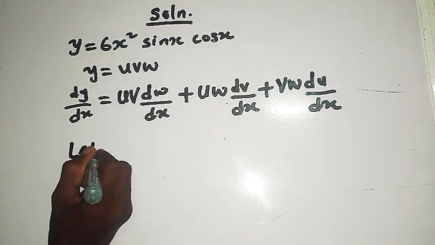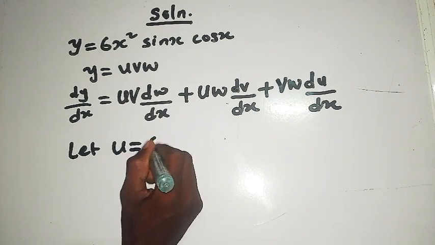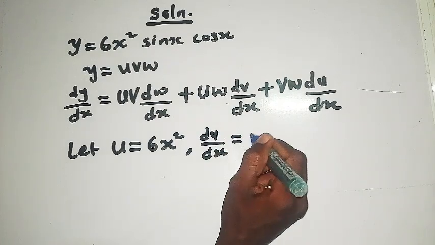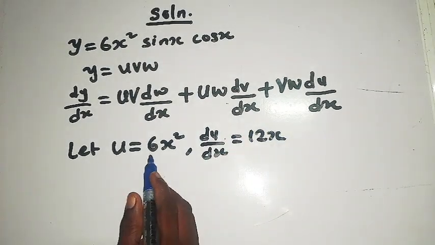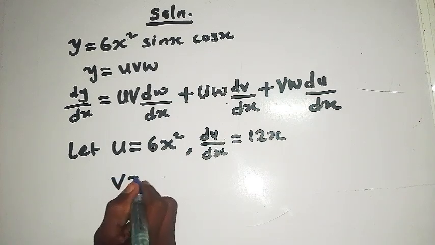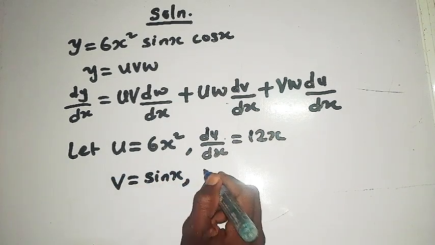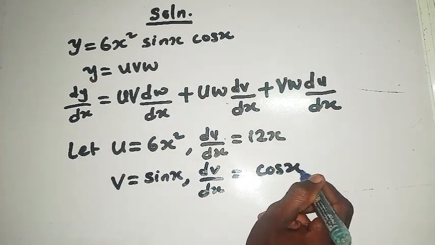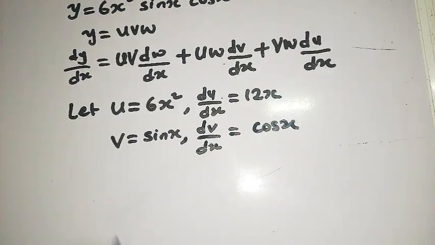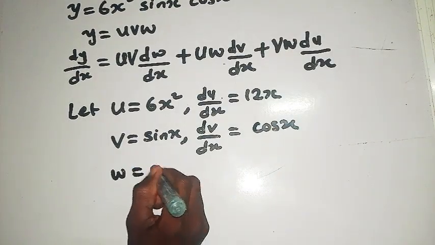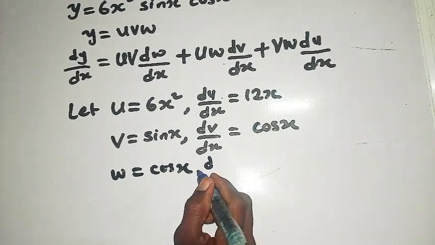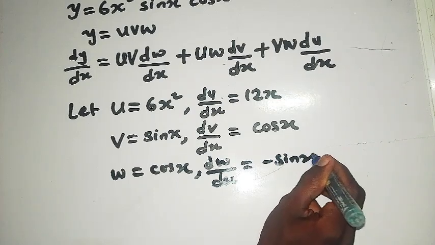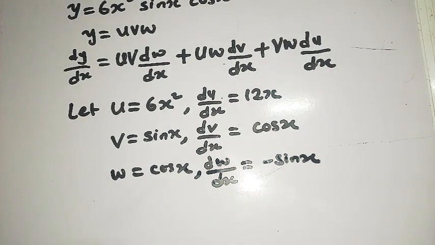Let u equal 6x squared. du over dx will be equal to 12x if we differentiate u with respect to x. Let v equal sine x. dv over dx will be equal to cos x, right? Let w equal cos x. dw over dx will now be equal to minus sine x if you differentiate cos x with respect to x.